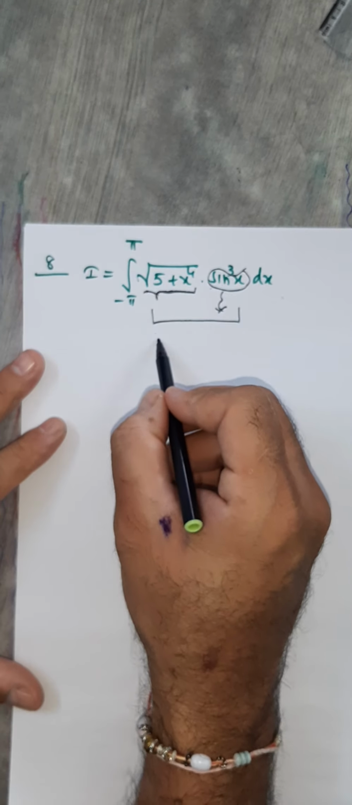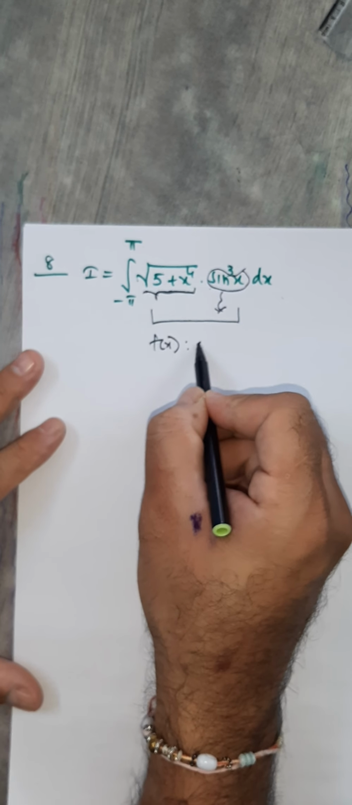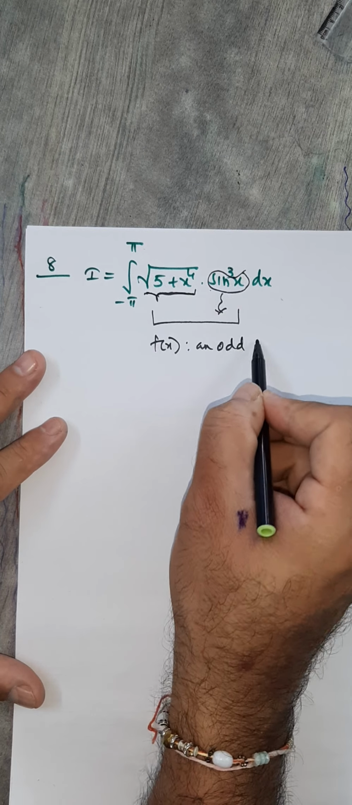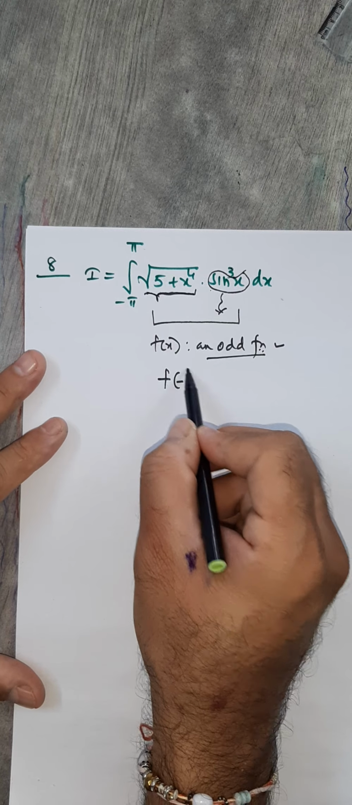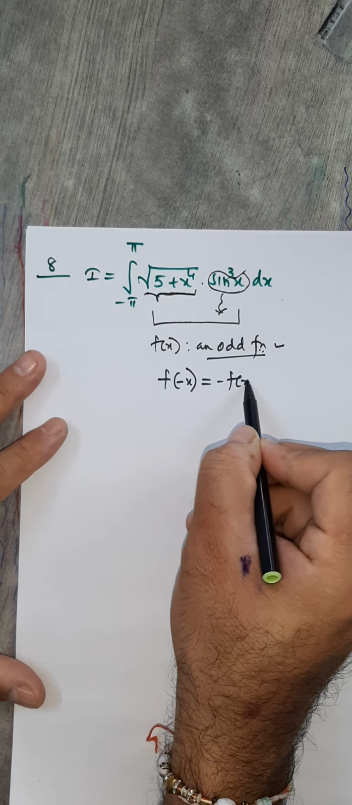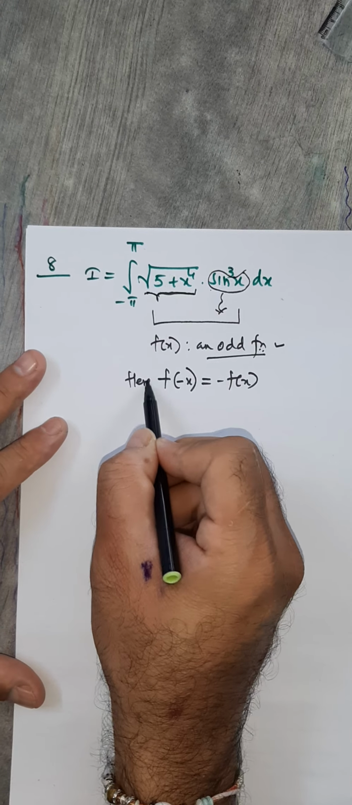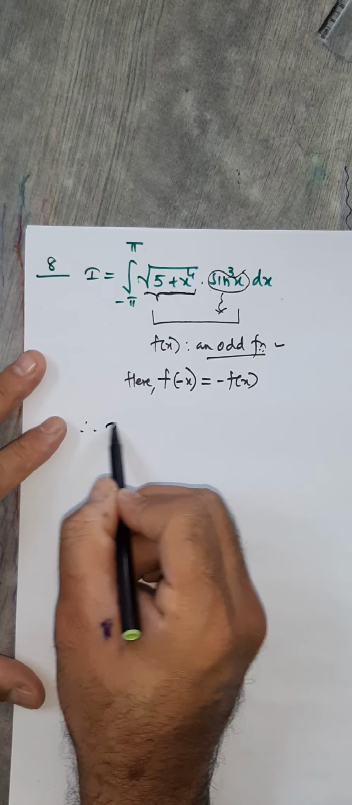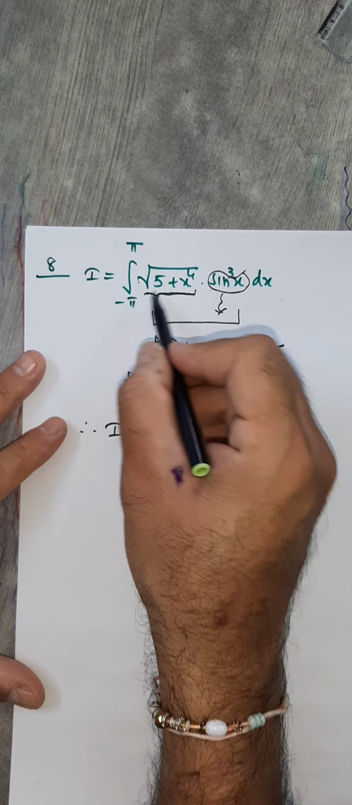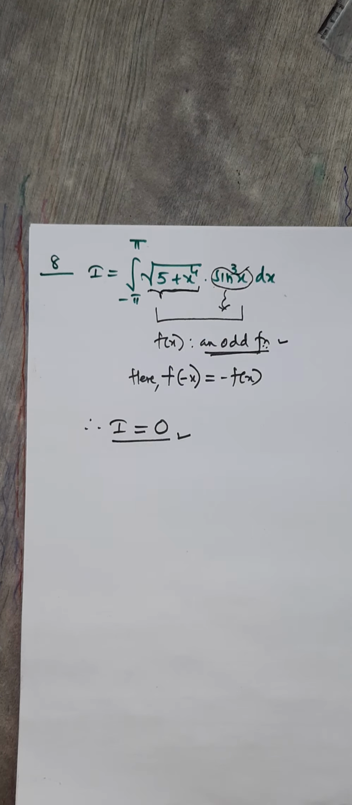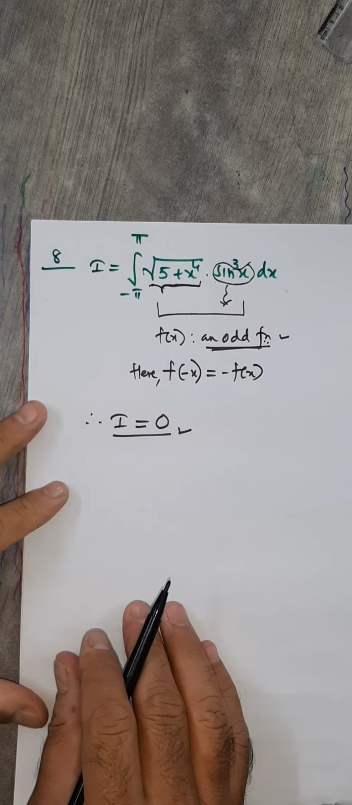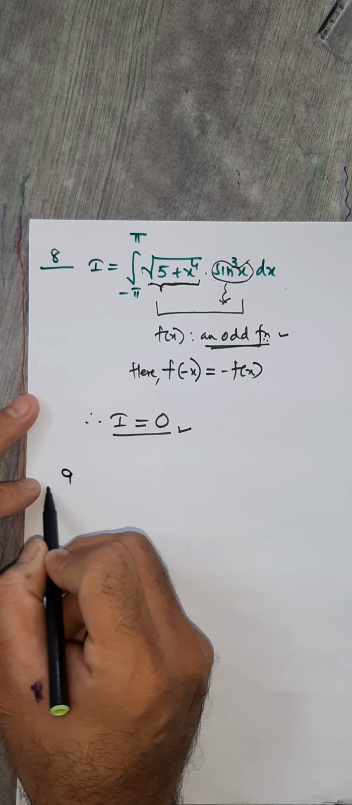That means here f(x) is an odd function. You can prove that if you start with f(minus x), you will get minus f(x). That is true here. And therefore, what's the value of the integral? If it is an odd function and you have opposite limits, the value of the integral is 0 here. If you have an even function, then nothing can be done. Now question number 9, let's try it.